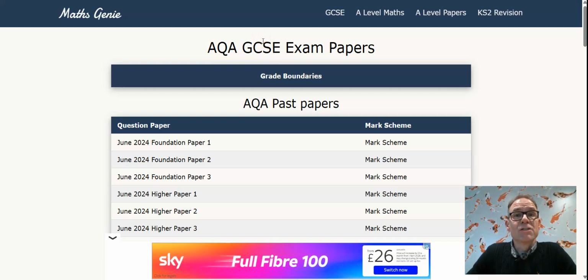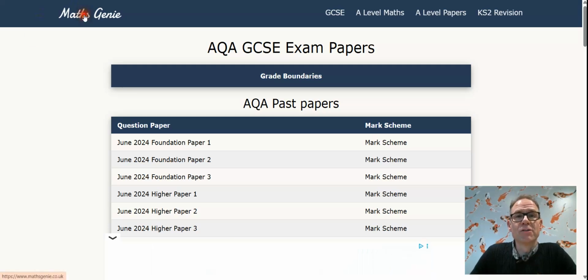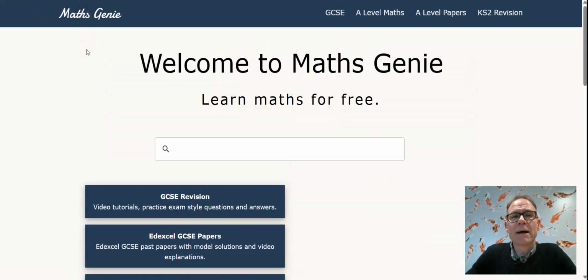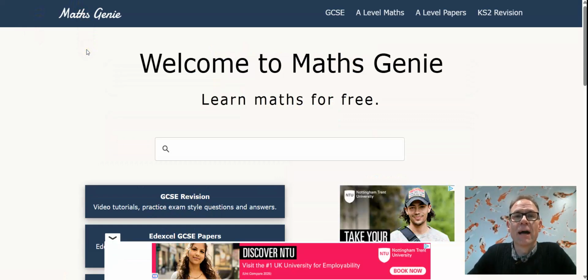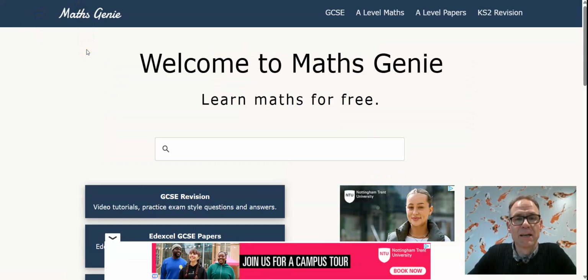So what are we doing today? We are looking at past papers and how we can use them to help us to revise. One of your most powerful tools, because you want to sit in that exam, open it up and think, well, this is all rather familiar, and feel really confident doing your exam.